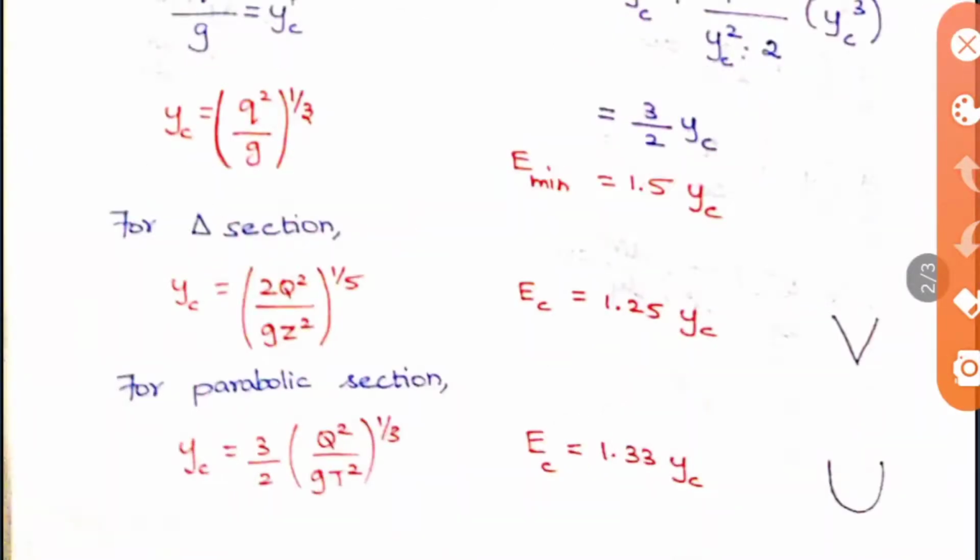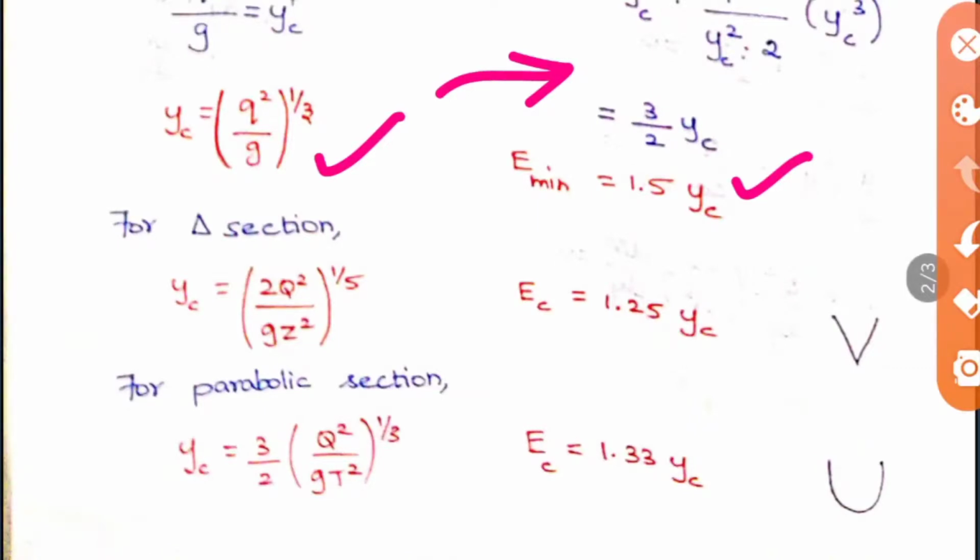So this is the main relation: E minimum, that is the minimum specific energy or the critical specific energy, is equal to 1.5 times the critical depth in the rectangular channel. Similarly, you have to find the relationship for the critical depth with respect to this Q, and then put it in the energy formula, and it will give the relation between the energy and the YC. So that is important for rectangular and parabolic channels.